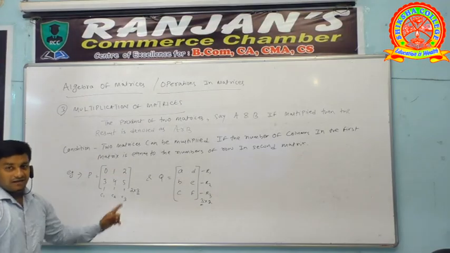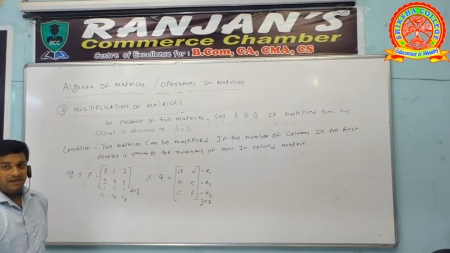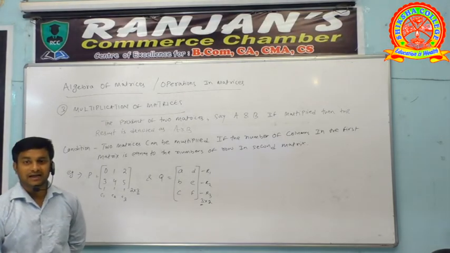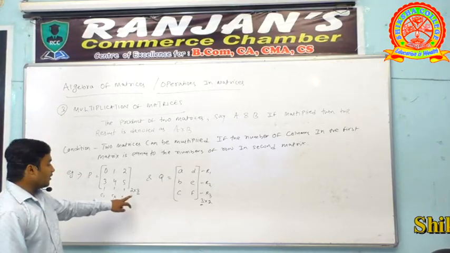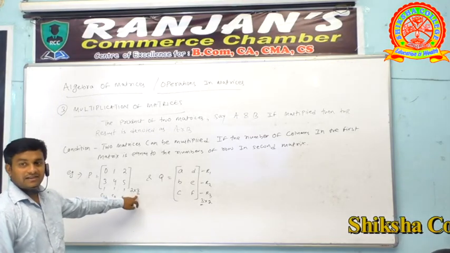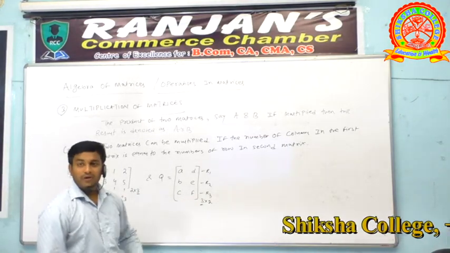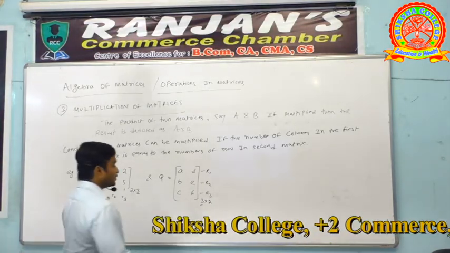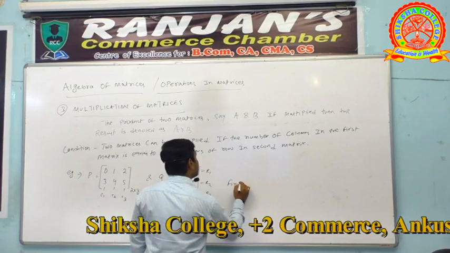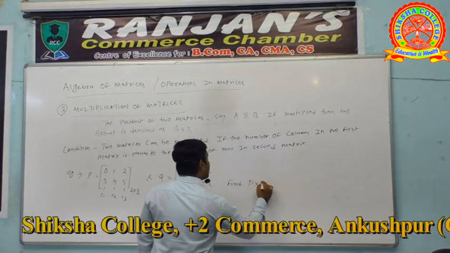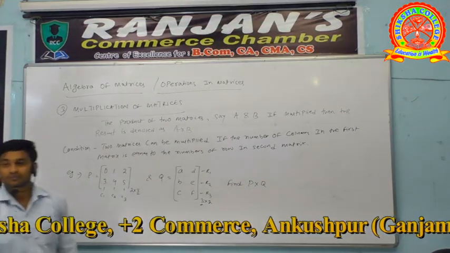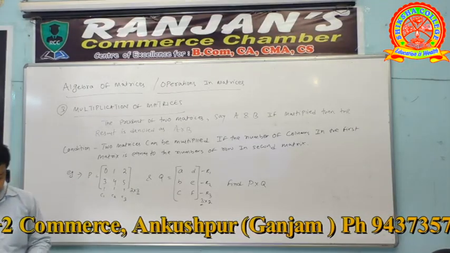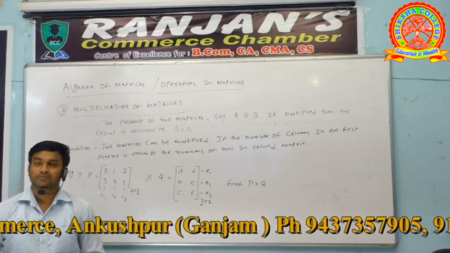So here the condition is satisfied, yes or no? Because we are going to multiply 2 matrices in which the number of columns in the first matrix is equal to the number of rows in the second matrix. So the condition is satisfied. So now we can find P into Q. P multiplied by Q. Okay?